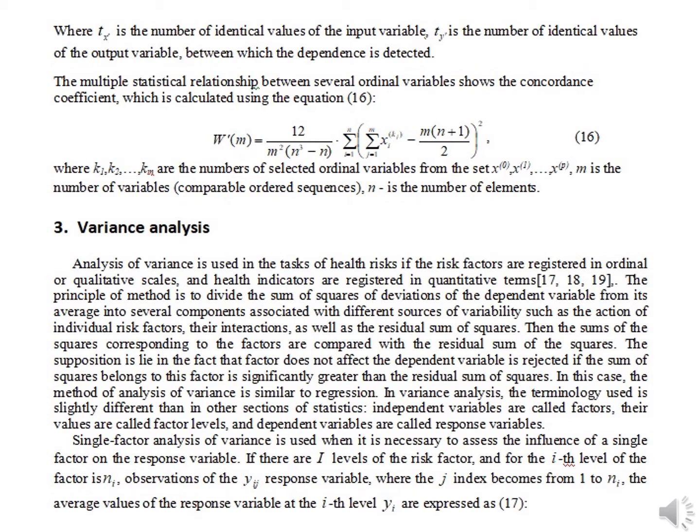In variance analysis, the terminology used is slightly different than in other sections of statistics. Independent variables are called factors, their values are called factor levels, and dependent variables are called response variables.